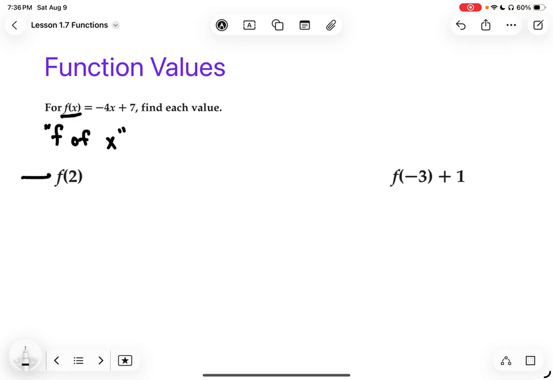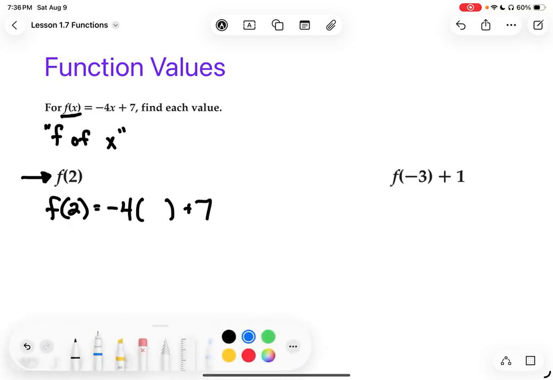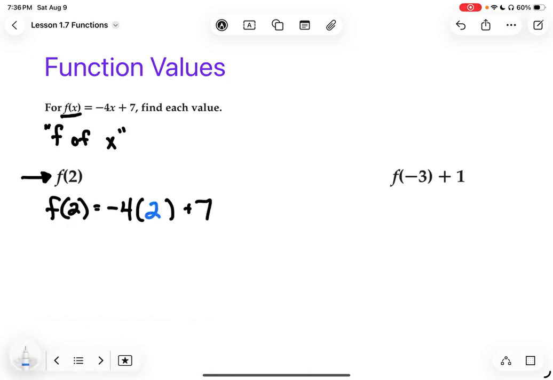And so this first problem here, we read it as f of 2. And literally what it means is take that problem, f of x, and replace the x with 2. So instead of negative 4 times x plus 7, it's negative 4 times 2 plus 7. Just like that. Okay? So negative 4 times 2 is negative 8. And negative 8 plus 7 is negative 1. So f of 2 is negative 1.